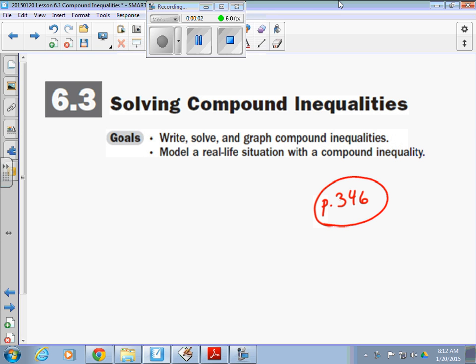This is Algebra 1, Lesson 6.3, Compound Inequalities. Goals we have today are to write, solve, and graph compound inequalities and attempt to explain them in real-life situations, beginning on page 346.